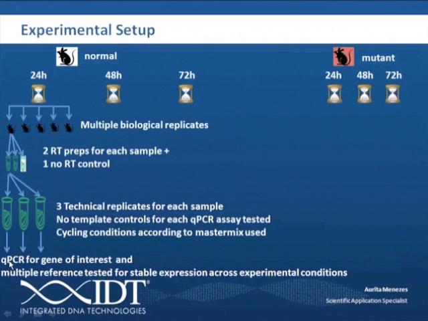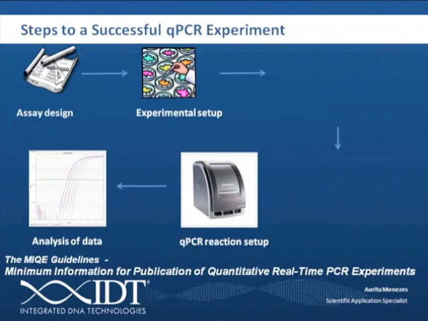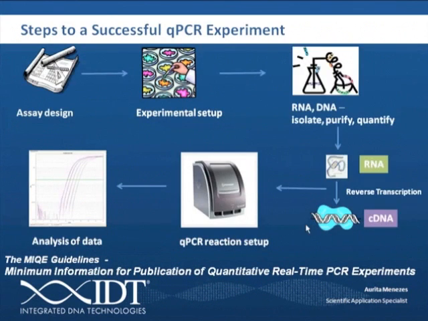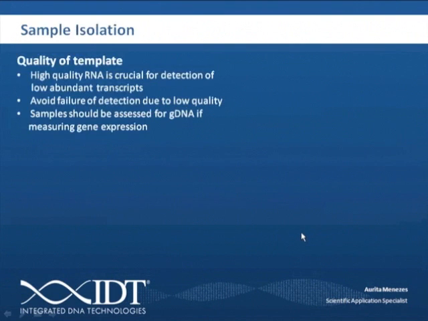And then, of course, test for your qPCR gene of interest as well as multiple reference genes. It's not good enough to just test one. You want to test at least 3 to 4, and the important criteria being that they be stably expressed across different experimental conditions.